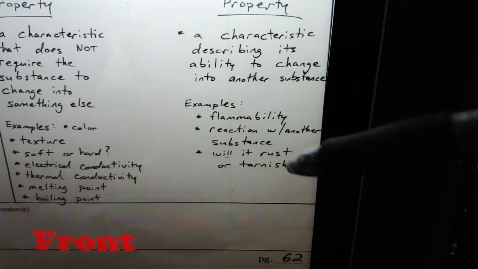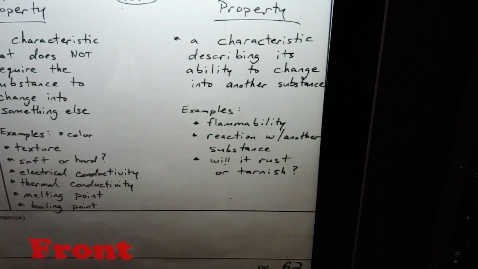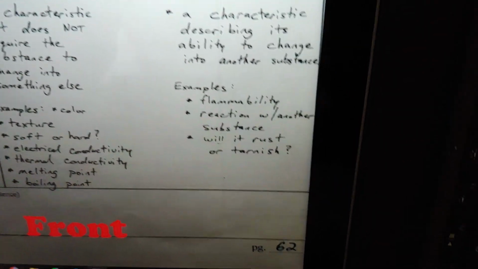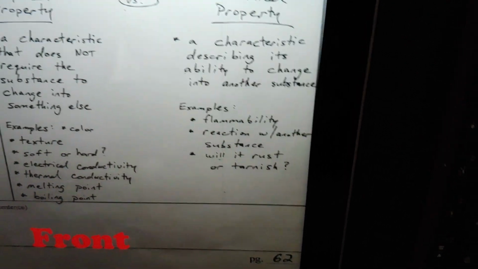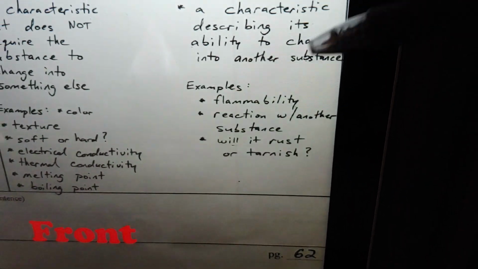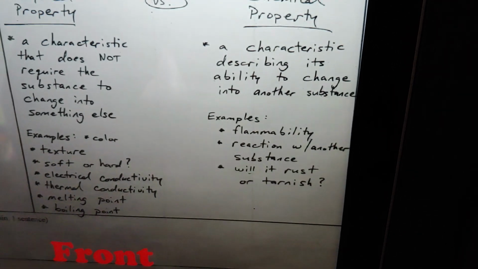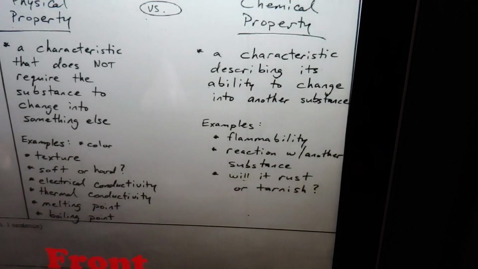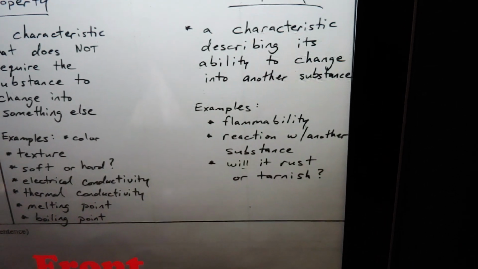Will it rust or will it tarnish? Most metals, when exposed to water, for example iron, will rust. And once it turns into rust, that's permanent. Now, tarnish, by the way, if you don't know what tarnish is, if you've ever seen a brand new penny versus an old penny, a brand new penny has a reddish brown color to it versus an old penny is kind of green. Well, that green is a patina. And that's basically what happens with copper when it's exposed to water.